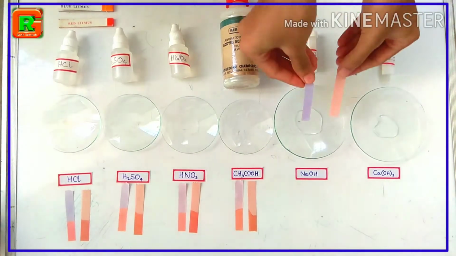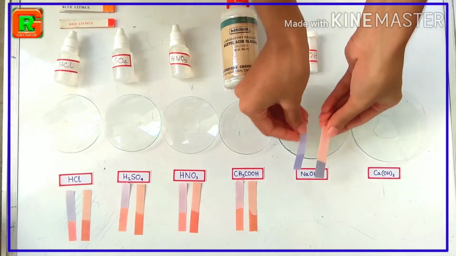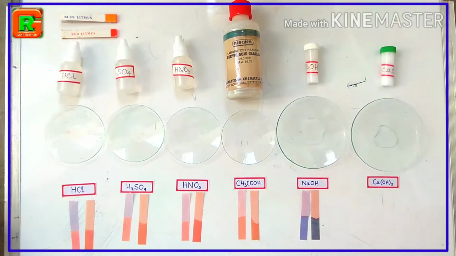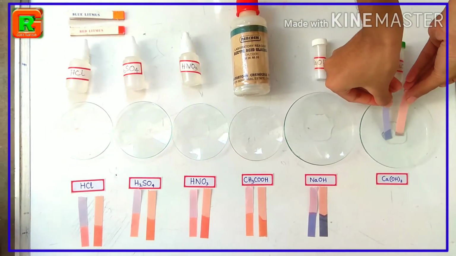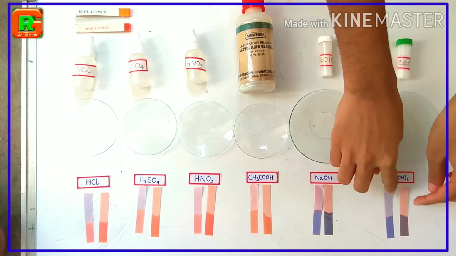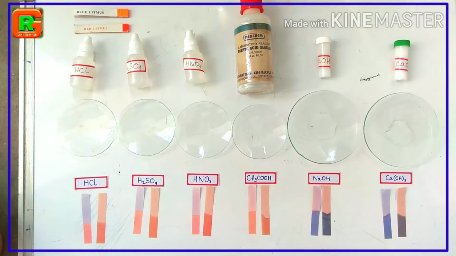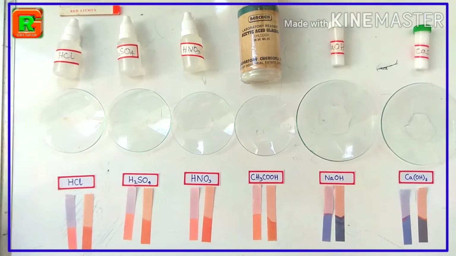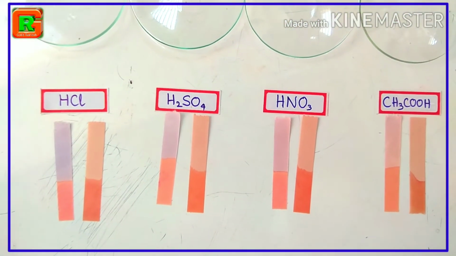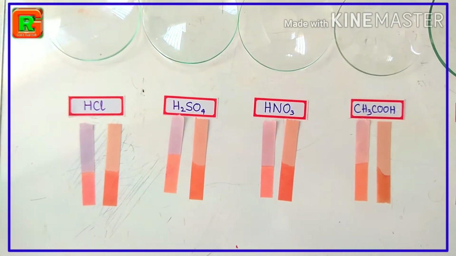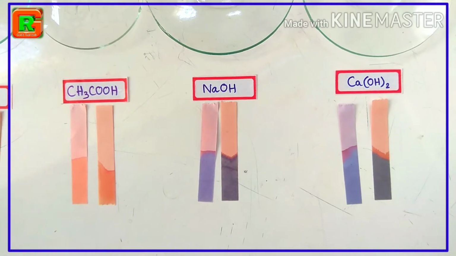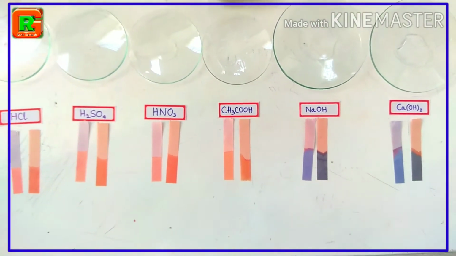But here, the red litmus paper in NaOH has only become blue. That means NaOH is a base. Similarly, the red litmus paper in Ca(OH)2 has only become blue. That means Ca(OH)2 is a base. By this activity, we can conclude that HCl, H2SO4, HNO3 and CH3COOH are acids. NaOH and Ca(OH)2 are bases.